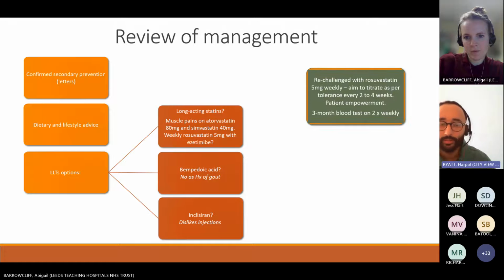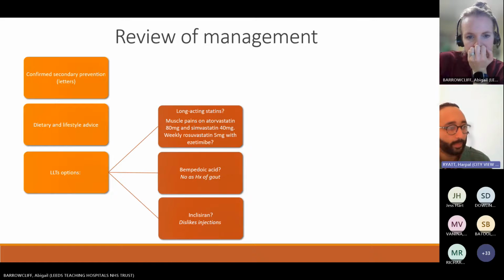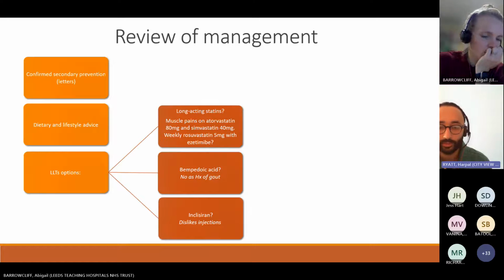So looking back at Alan, the first thing we'll do is make sure he is definitely secondary prevention. I've got that confirmed in letters. That's particularly important if we're looking at a patient and maybe looking at inclisiran treatments. The second thing would be to double check diet, lifestyle, alcohol intake with him. This can help with cholesterol and gout, and make sure we're checking adherence as well with the current medicines. And then in terms of lipid lowering therapies, as part of a shared decision with Alan, we discussed his options and find out which is the most appropriate one for him.